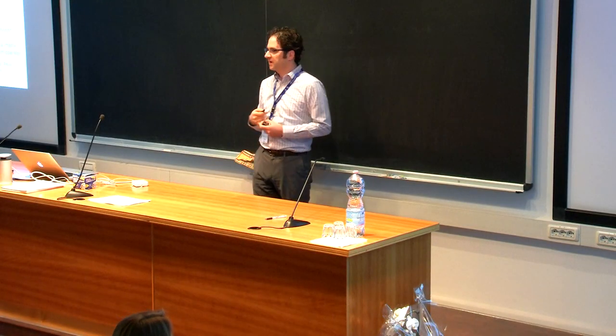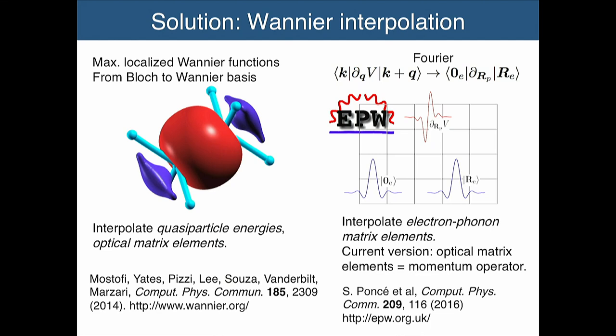And that's where Wannier interpolation comes in. This is really one of the examples where the power of Wannier interpolation evidences itself. So again, here we use maximally localized Wannier functions to convert to the localized basis. And this way we can have a localized basis set that doesn't interact in the long range. And we can use it to interpolate energies and optical matrix elements. That's what happens in Wannier90. But EPW can also do the same thing for the electron-phonon coupling matrix elements.